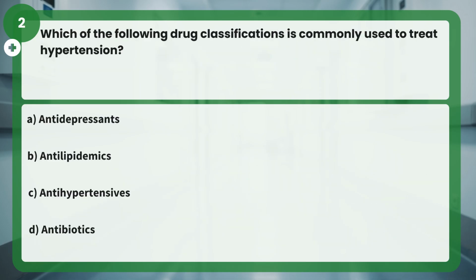Question 2. Which of the following drug classifications is commonly used to treat hypertension? A. Antidepressants. B. Antilipidemics. C. Antihypertensives. D. Antibiotics.